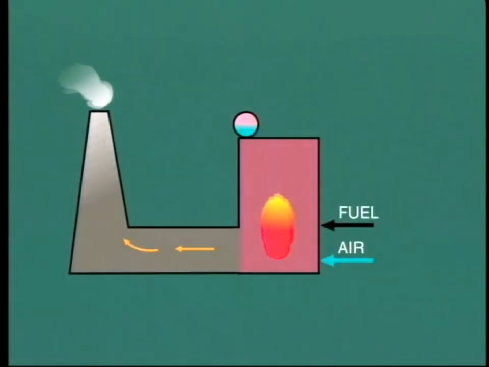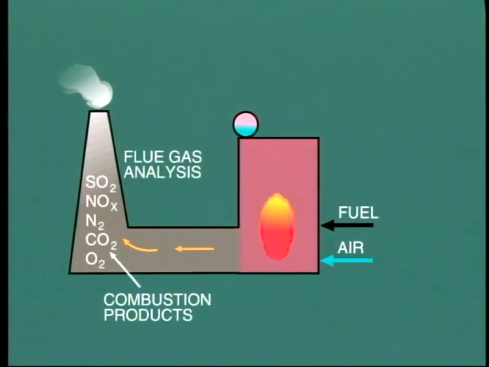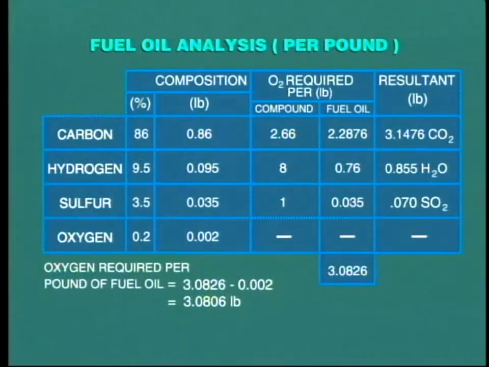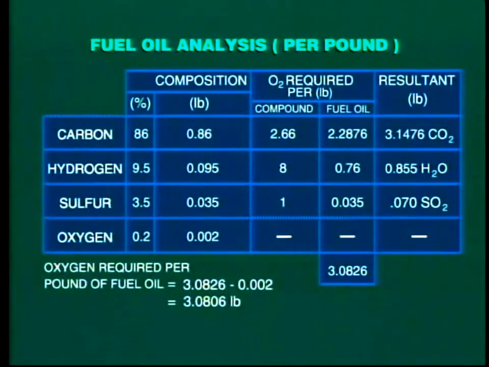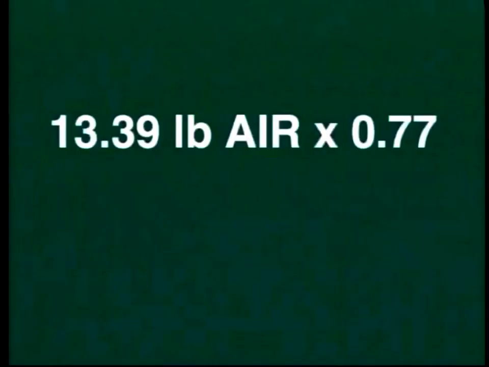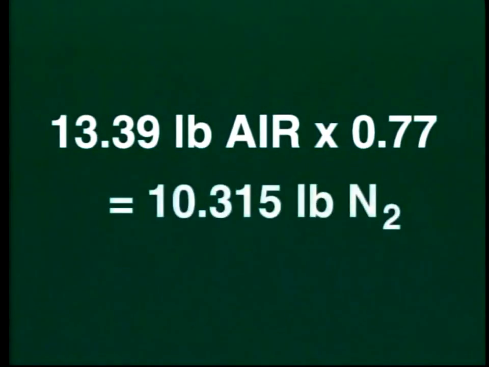The best way to monitor the effectiveness of combustion is to analyze the constituents of the flue gas as it leaves the boiler. Referring to our previous example with the combustion of fuel oil, we noted that for each pound of fuel burned, the flue gas contains 3.1476 pounds of CO2 from the combustion of carbon, 0.855 pounds of H2O vapor from the combustion of hydrogen, and 0.07 pounds of SO2, sulfur dioxide. But that is not all, is it? Remember that we supplied air, and 77% of this, by weight, consists of nitrogen.